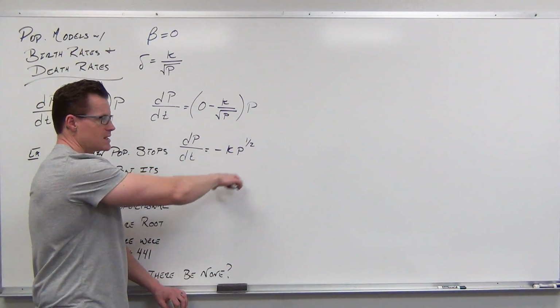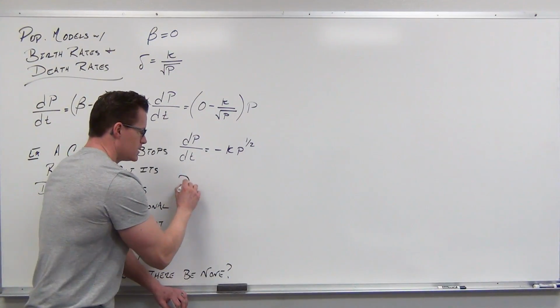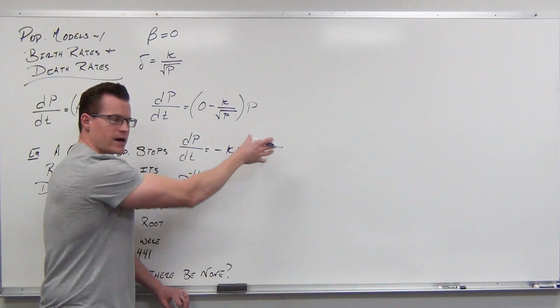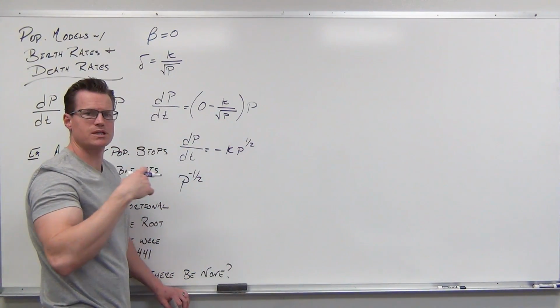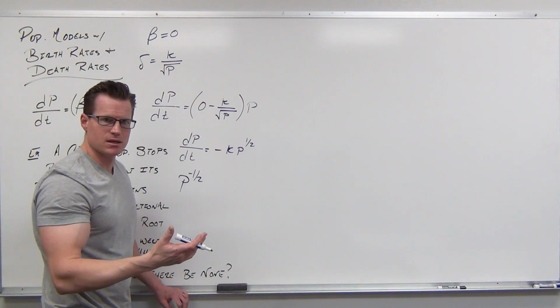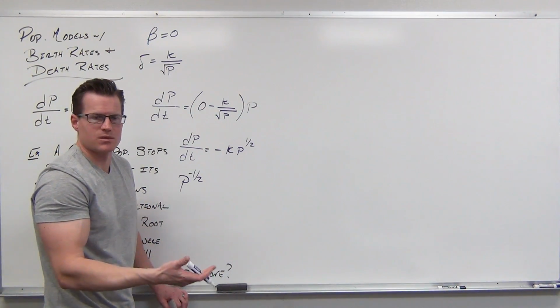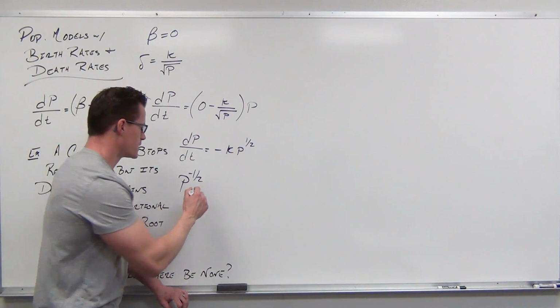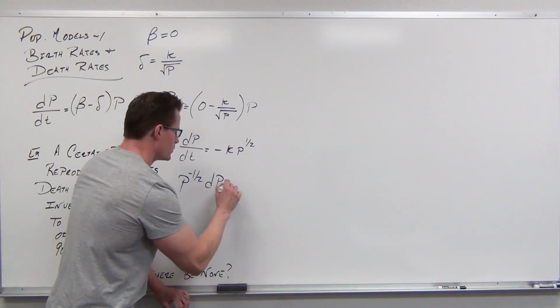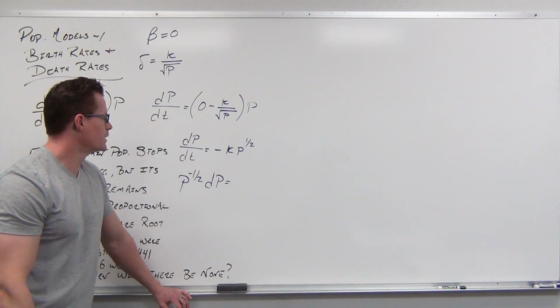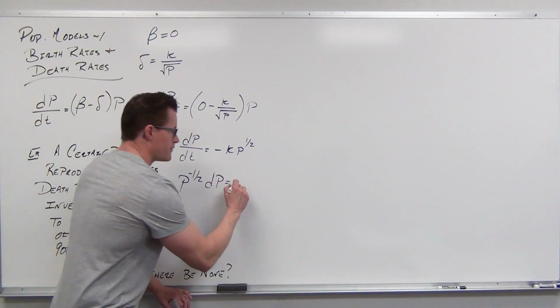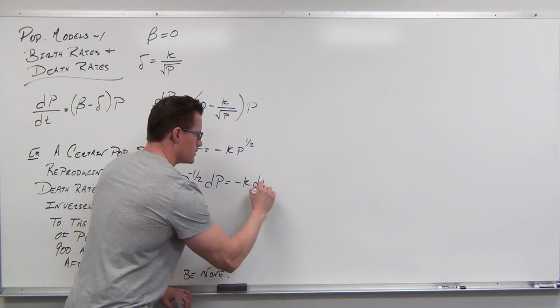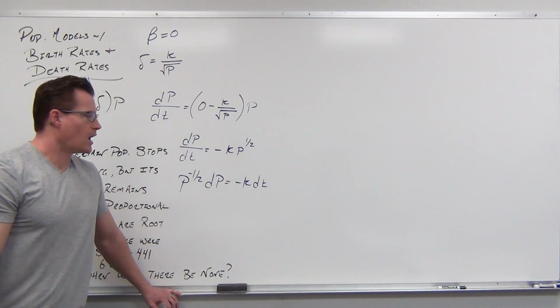So let's move our p's dp. That'll be p to the negative 1/2. We divide both sides by this p to the 1/2. We would say that population can't be 0. Obviously, the population is not going to be 0. That's a really boring problem. We get just a singular solution there, so it wouldn't be very good. And then on the right-hand side, we'd have our k dt. I hope that makes sense.